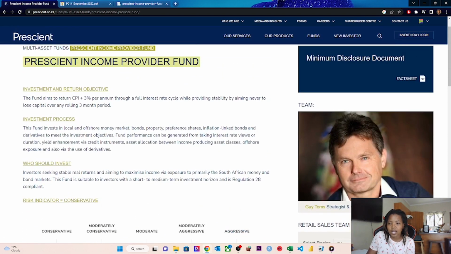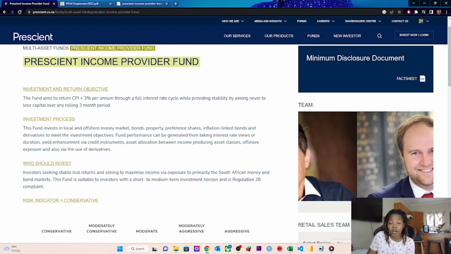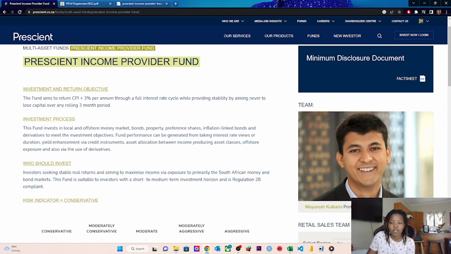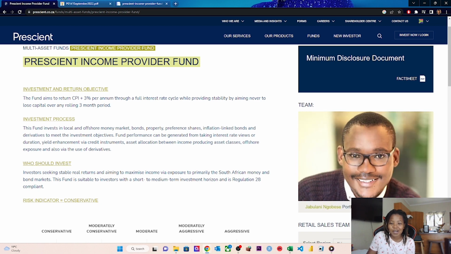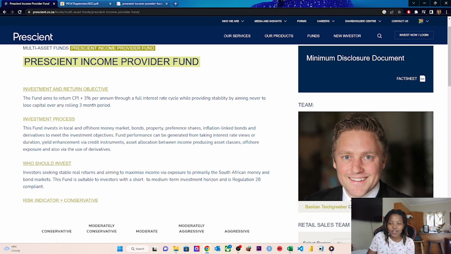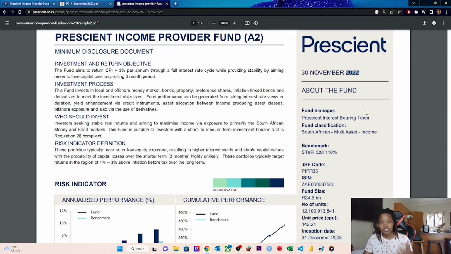So you've got Guy Toms, who is the strategist and co-founder. You've got Henk Kotze, who is head of income and cash. You've got Muresh, who is a PM. You've got Jabu, he's a good friend of mine. Jabu is a PM, also an analyst. You've got Ishmael, I used to work with him as well. And then you've got Bastian, who used to be my boss when I did my stint at Prescient, right? So they are the team that the fund fact sheet is referring to. They are the Prescient interest-bearing team, right?